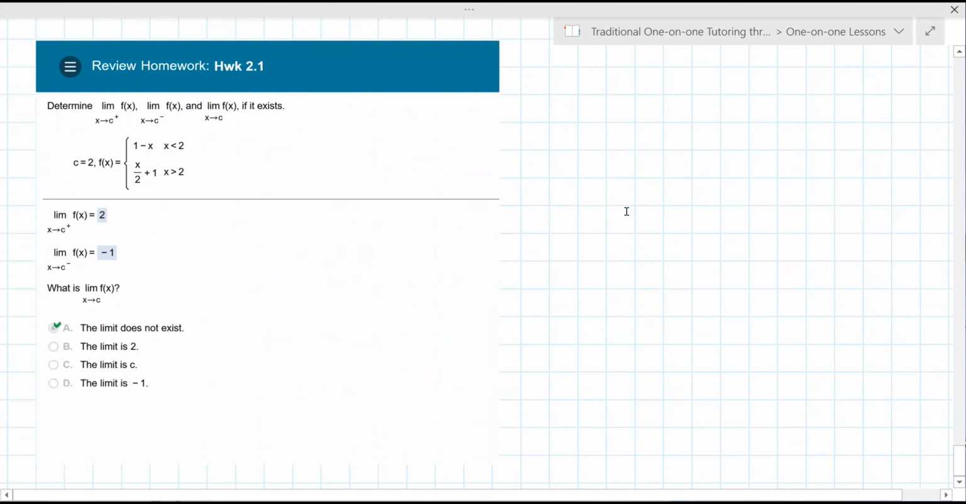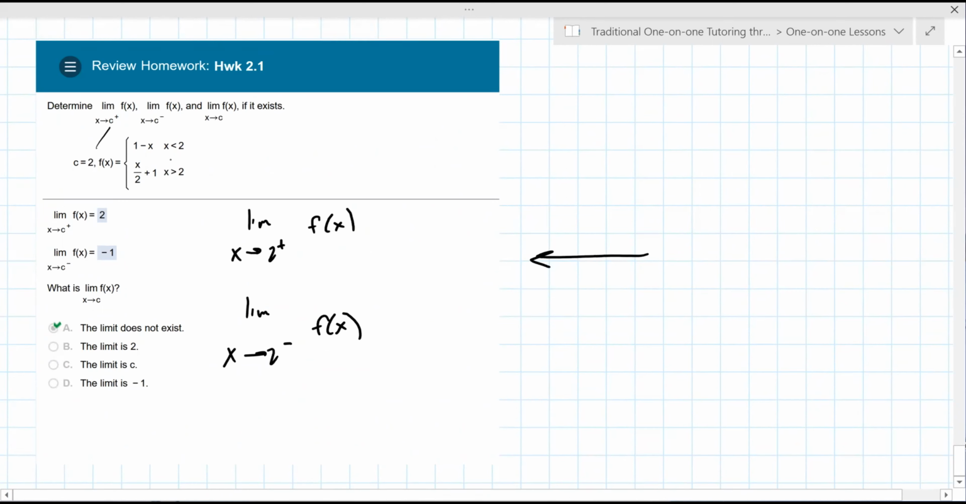Okay, determine the limit at C. C is really 2. So it wants the limit as x approaches 2 from the right and the limit as x approaches 2 from the left, f of x in both cases. So you have to figure out which one you're using. From the right means you're going in that direction.